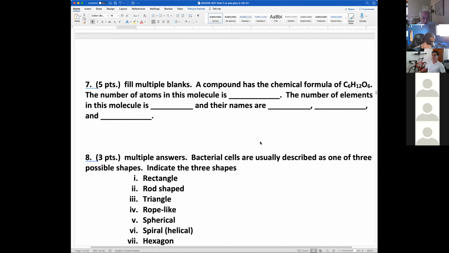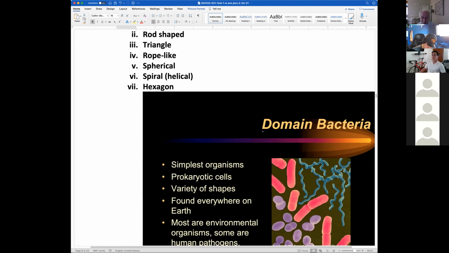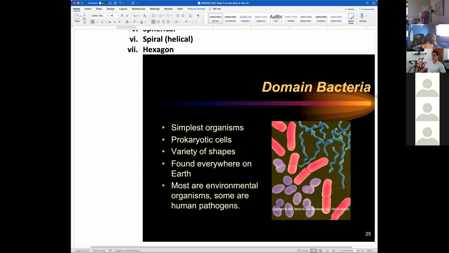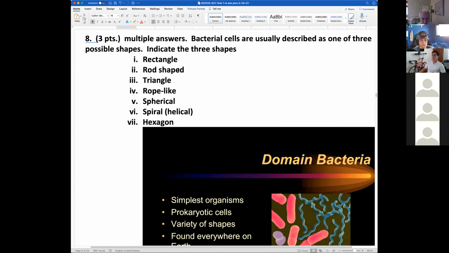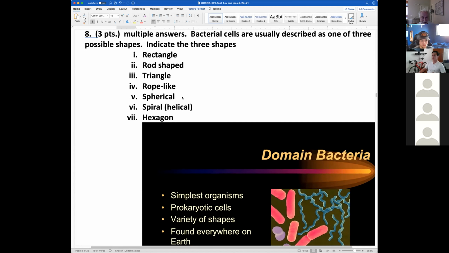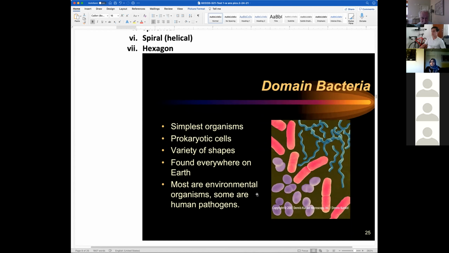We'll go to the next one. Bacterial cells are described as one of 3 different shapes, and they're shown here, on this slide from a lecture. So the shapes are? Rod shapes. Rod, that's right, and? Spiral. Spiral, helical, right, and? Spherical. Yeah, spherical, those 3. And this is them right here. The blue ones are spiral, the red ones are rods, and the purple ones are spheres.